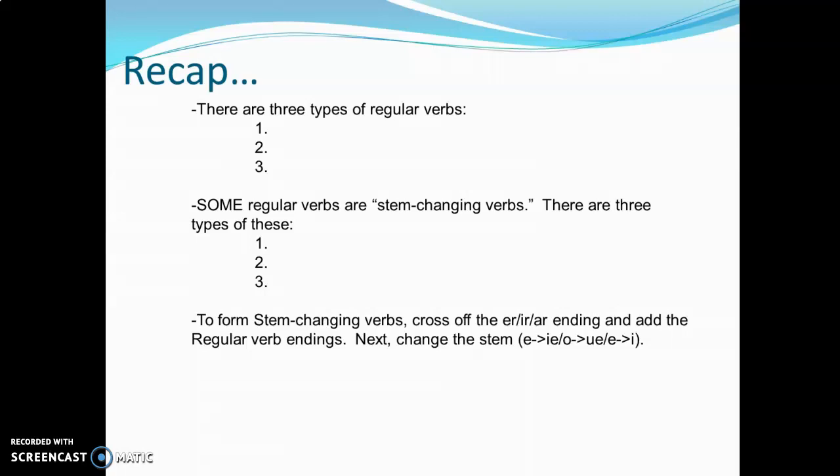Okay, so just as a recap, there's three types of regular verbs: AR, ER, and IR. Some regular verbs are stem changing verbs. These are E to IE, O to UE, and U to UE. To form stem changing verbs, cross off the endings, and then put the regular verb endings, and then change your stem. There's also other ones. E to I is another one. So there's more kinds, but just so you know, this is what they are and how they work. Okay, hasta luego.